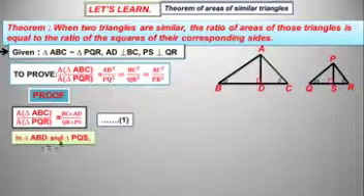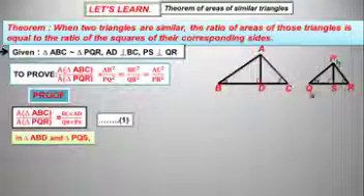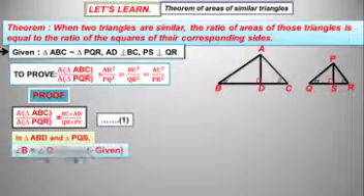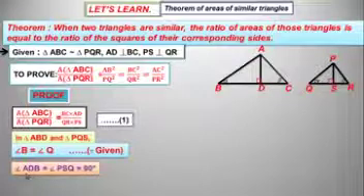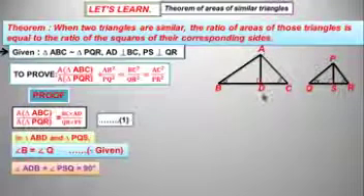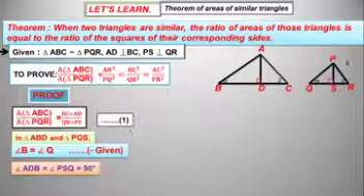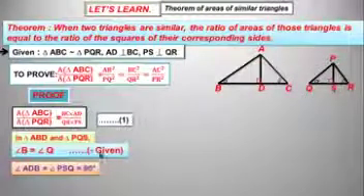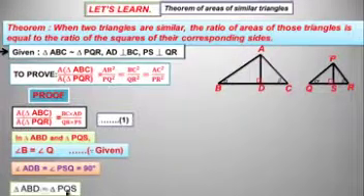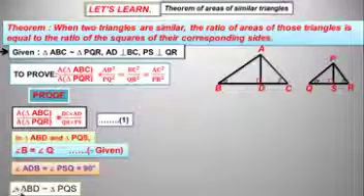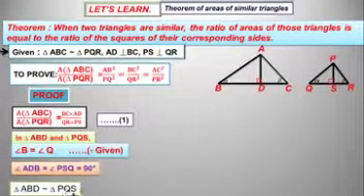In triangle ABD and triangle PQS, angle B is equal to angle Q, that is given. Angle ADB is equal to angle PSQ, and this angle PSQ is equal to 90 degrees. Therefore, triangle ABD is similar to triangle PQS.